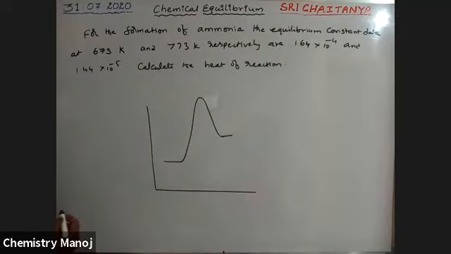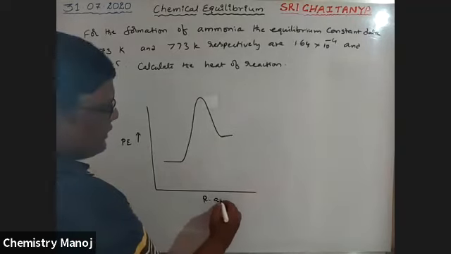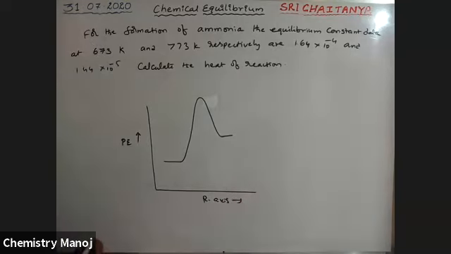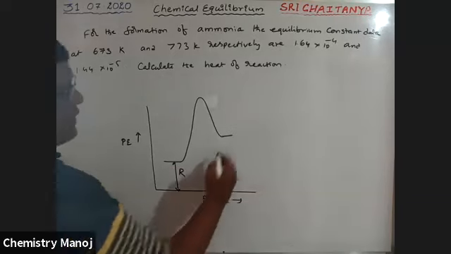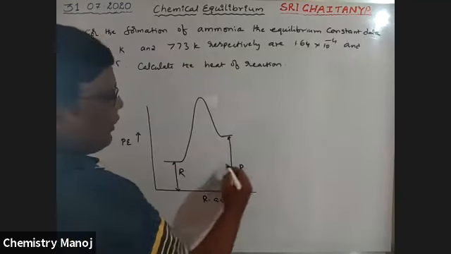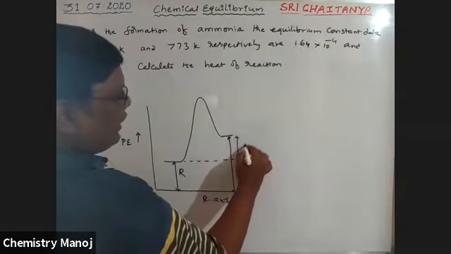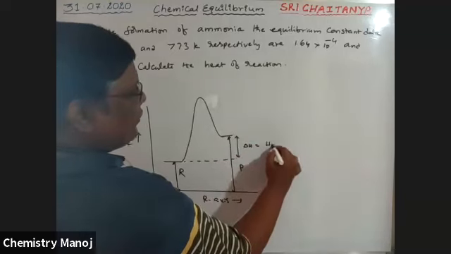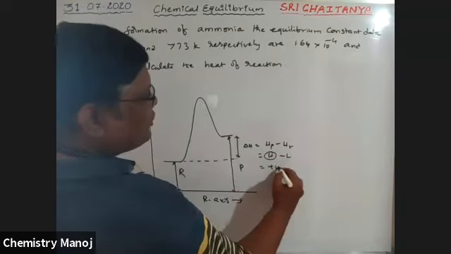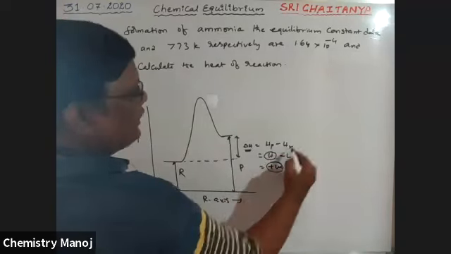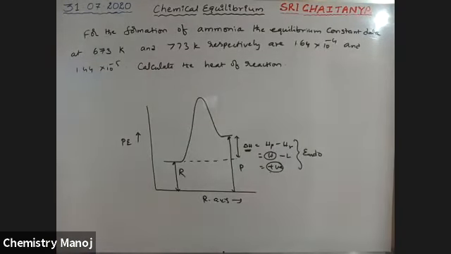If this is the potential energy axis and this is the reaction coordinate, this is the enthalpy of reactants and this is the enthalpy of products. The products value is more than that of the reactants. The difference of these two values is equal to delta H, that is, enthalpy of products minus enthalpy of reactants, higher value minus lower value. It is a positive value, so delta H is positive. It is endothermic.